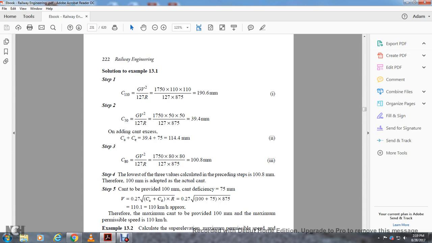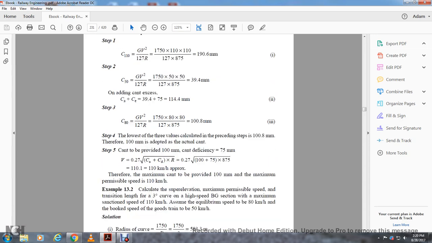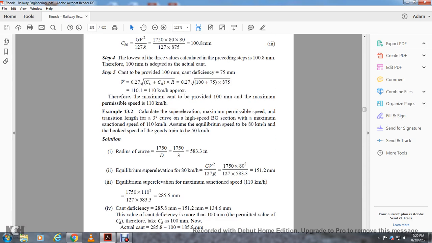Step 5: with a 100 millimeter cant provided and a cant deficiency of 75 millimeters, the maximum speed is 0.27 times the square root of the actual cant plus the cant deficiency times R, which is 0.27 times the square root of 100 plus 75 times 875, which is 110.1, approximately 110 kilometers per hour. Therefore, the maximum permissible speed is 110 kilometers per hour with the 100 millimeter cant.